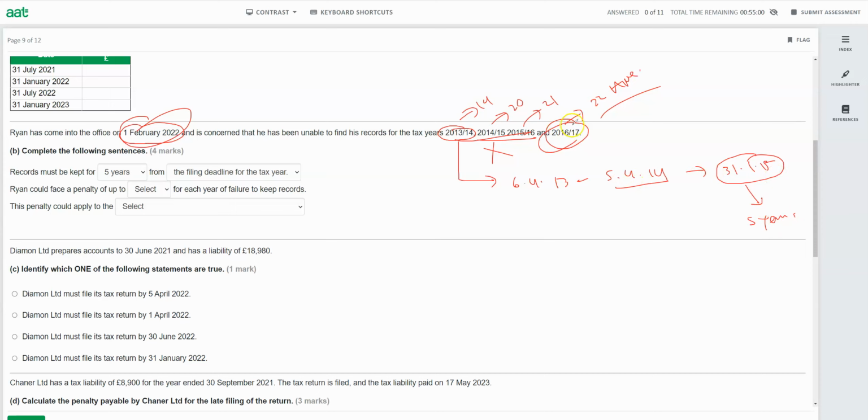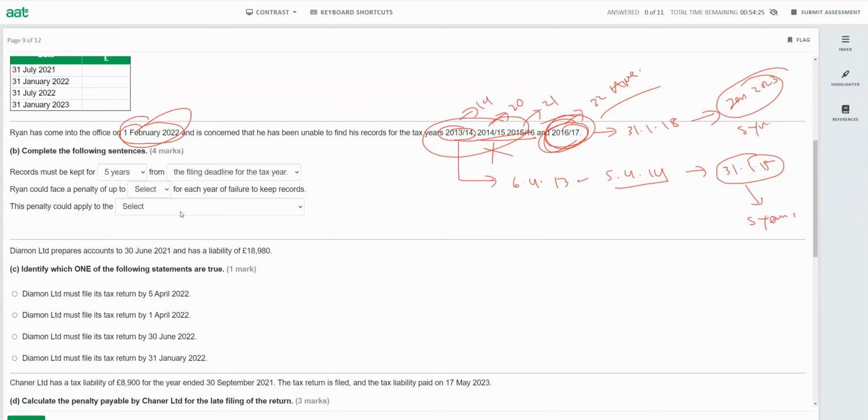So for 2016-17, the filing deadline was 31st of January 18. And from 18 I have to keep 5 years. So that means you have to keep January 19, January 20, January 21, January 22, and January 23. So you have to keep it till January 2023 to complete the 5 years. The other 4 are okay. Only this one I have to keep 5 years from the filing deadline.